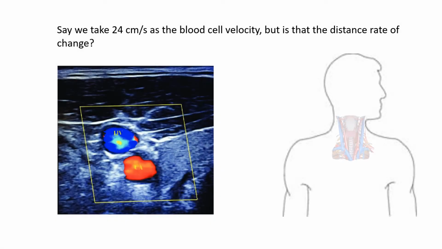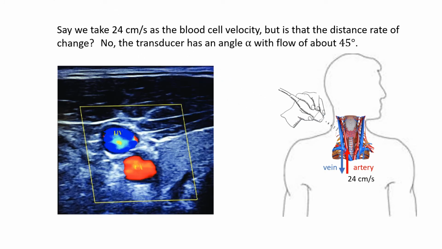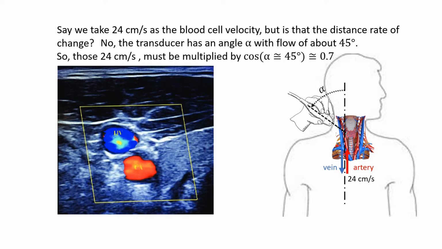Say we take 24 centimeters per second as the blood cell velocity. But is that the distance rate of change? No. The transducer has an angle alpha with a flow of about 45 degrees. So those 24 centimeters per second must be multiplied by the cosine of 45 degrees, which is about 0.7. The distance changes only about 17 centimeters per second.